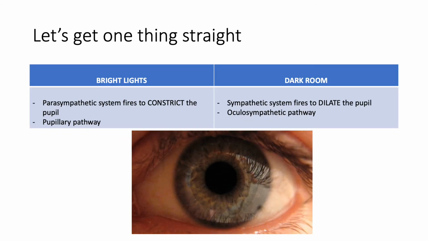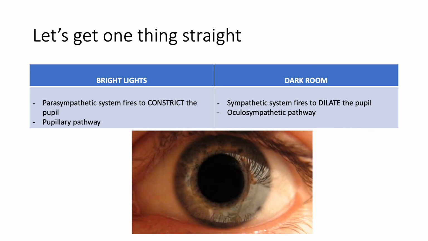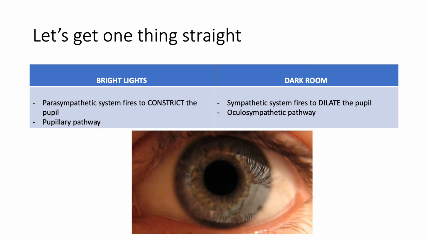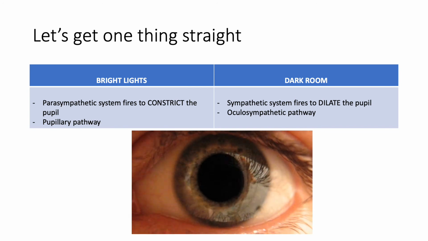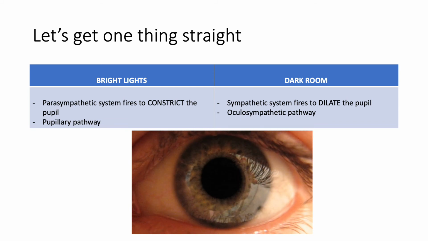So let's get one thing straight. In bright light, what happens to the pupil? The pupil constricts. And why does it constrict? It's because of the pupillary pathway that we just covered, as well as the parasympathetic system, which is part of the pupillary pathway. In a dark room, what happens to our pupils? Well, then our pupils dilate because of the sympathetic system as part of the oculosympathetic pathway that we just covered.